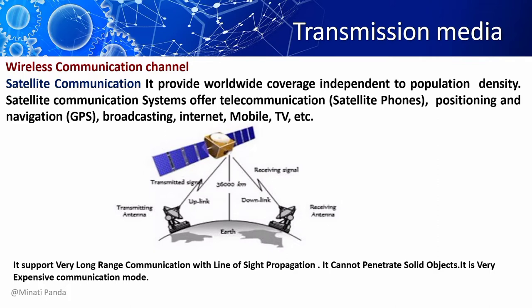Whenever we are watching a live program such as a cricket match or any news, it is following a simple principle: the transmission of signal from the first earth station to the satellite through a channel is called uplink, and similarly the transmission of signals from the satellite to the second earth station through a channel is called downlink.